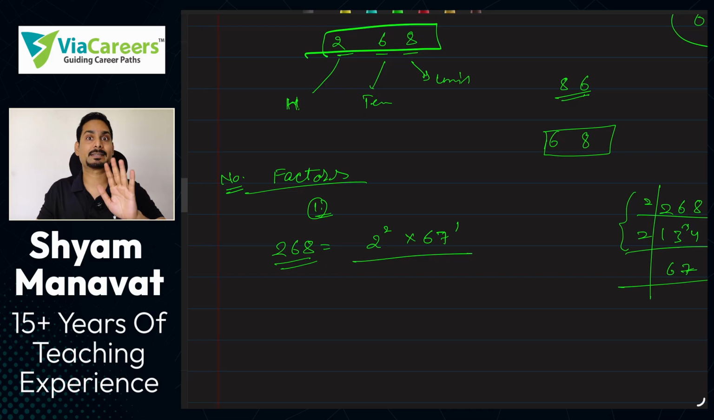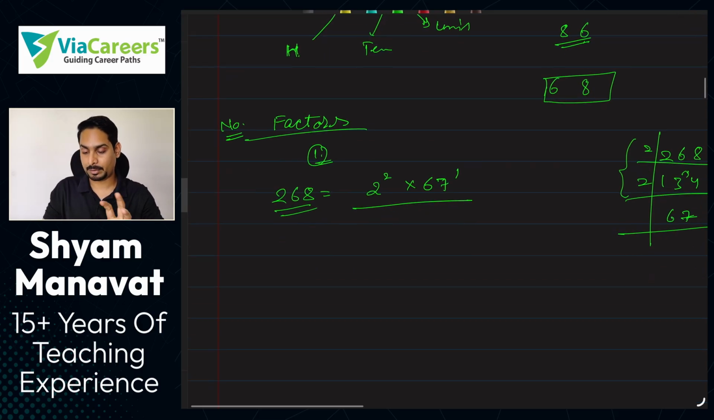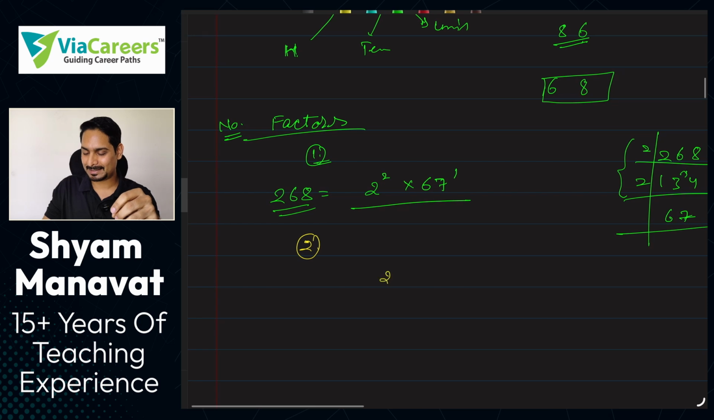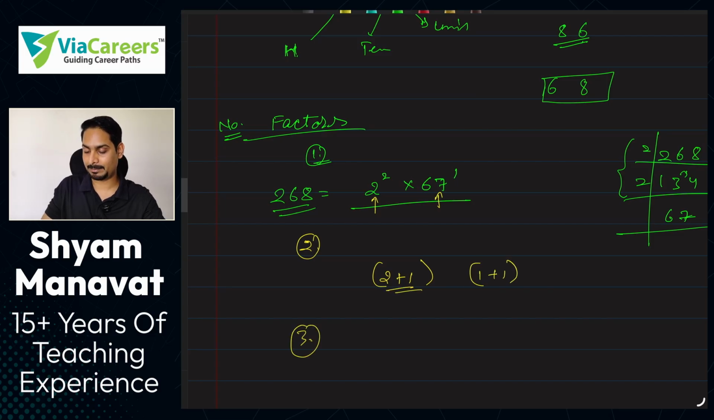We have discussed this in number of factors in our concept classes in our course, with some solved examples also. If you have not done that, you might find this a little difficult. Now step number 2, what do we do? We take the powers, and we don't care what the prime number as the base is. Now we need to focus only on the powers. Then we add 1 to each. So 67 has power 1, so this becomes plus 1 here. Step number 3, you multiply these and then you get the answer. So 3 into 2 is 6.